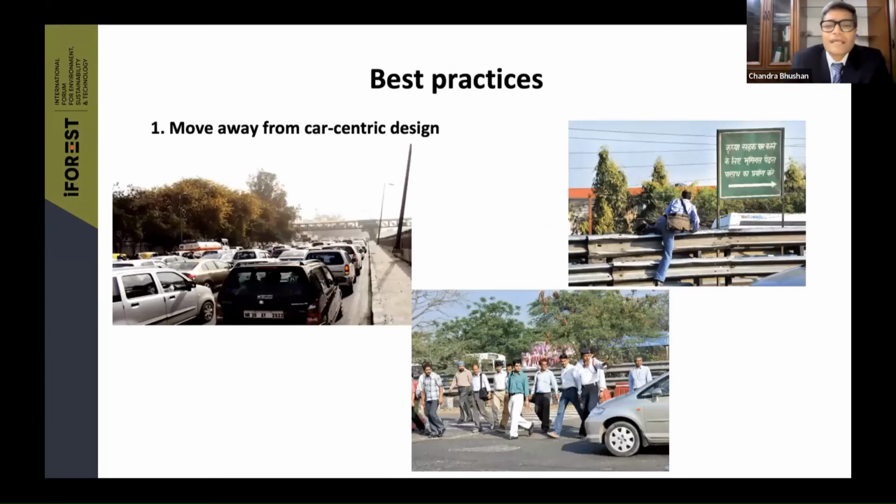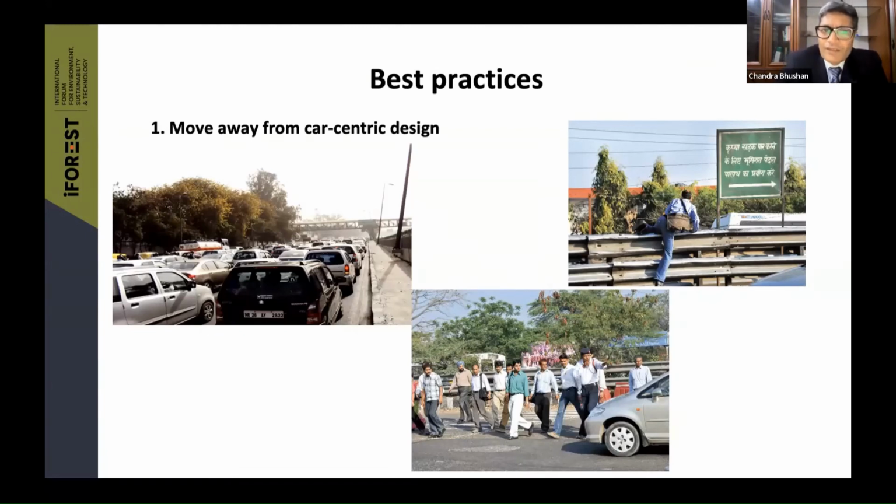This is what a car-centric design looks like, where the road is only for cars. And then we ask people to take either overhead or underground crossings. So we design our cities for cars, and then people have to jump to cross the road, or cars have to be stopped so that people can walk. This is what a car-centric design looks like, where the first right is of cars and not of people.